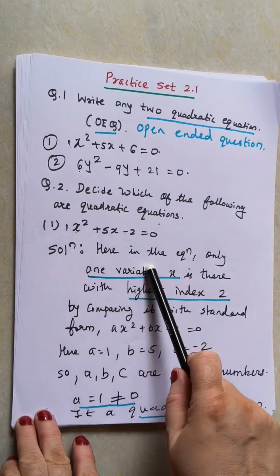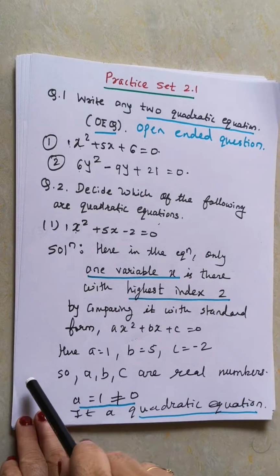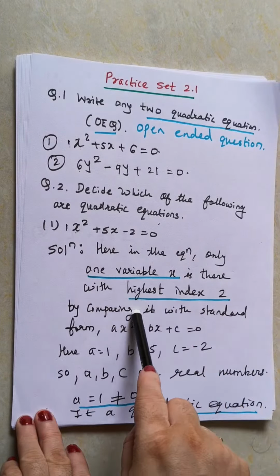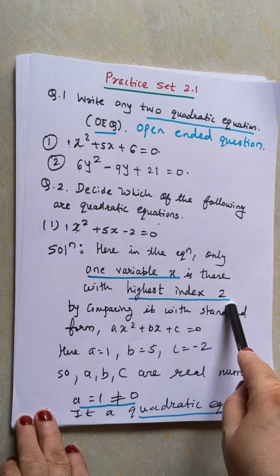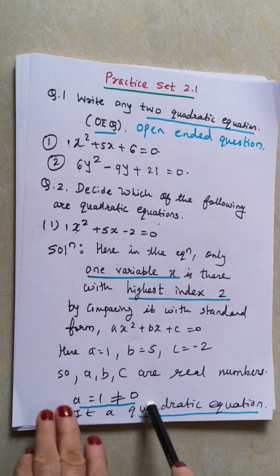So everybody understood, to decide whether a given equation is a quadratic equation or not, what we have to see: whether it has only one variable, second that the variable's highest index is 2, and third that a is not equal to 0.